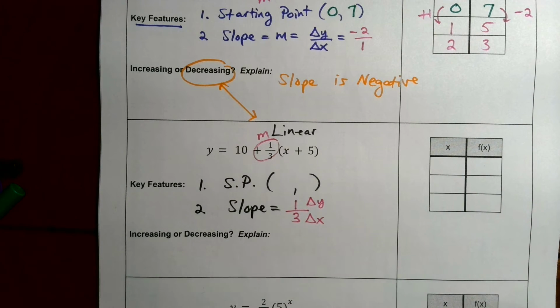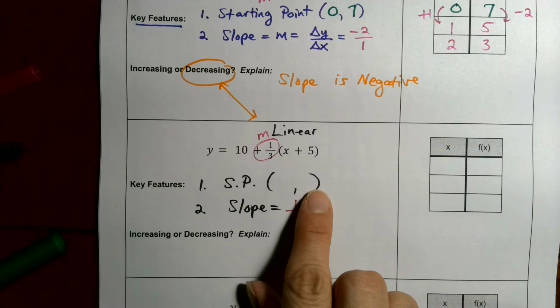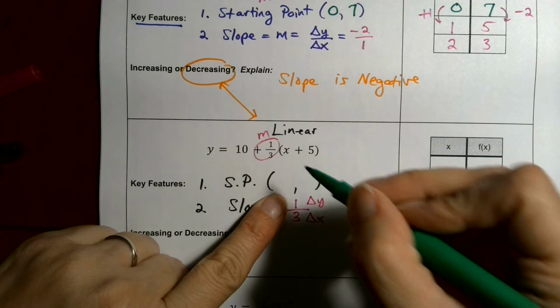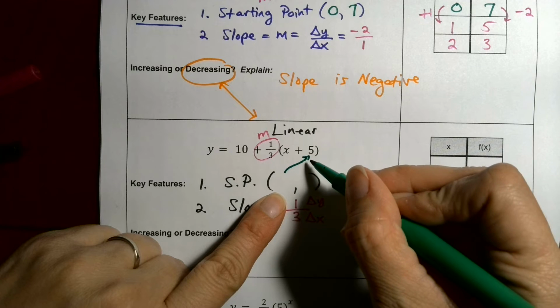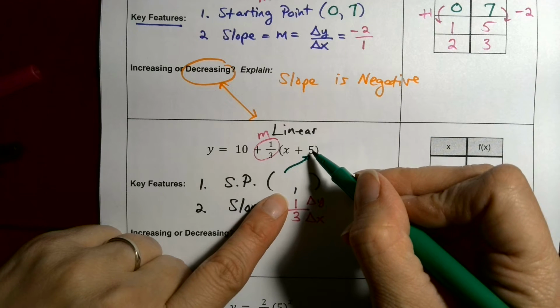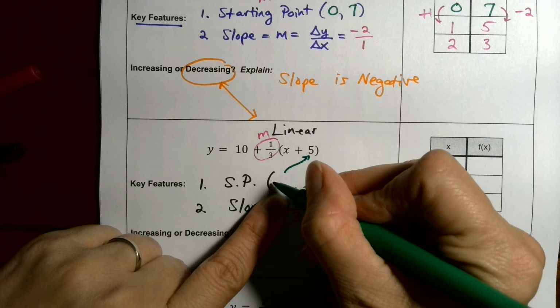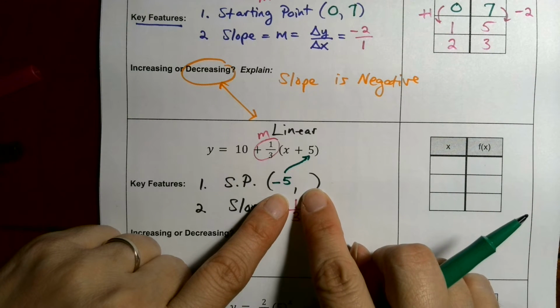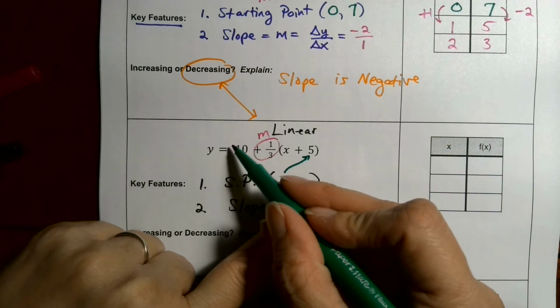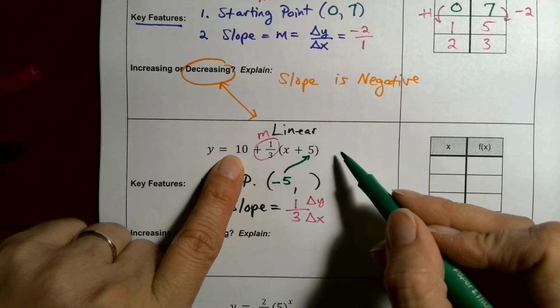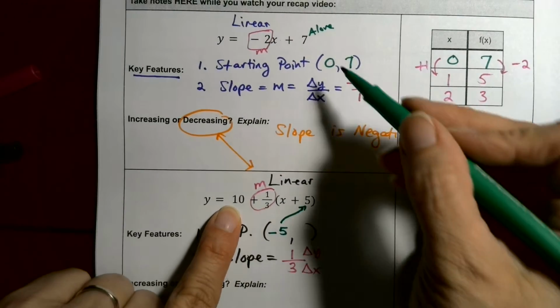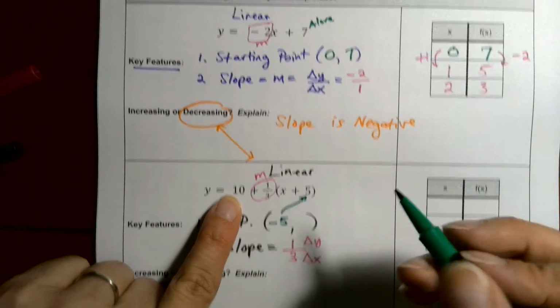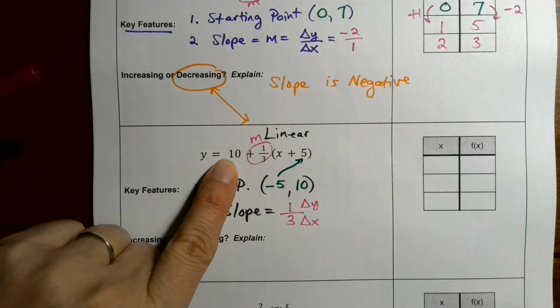The starting point, I need an x value and a y value. To find the x value, you go look at the x. But remember, he has the switcheroo. So this starting x value is -5. And the y value is always the one alone. It might be in the beginning. They sometimes put it at the end, like they did up here in this equation. So the starting output is 10.